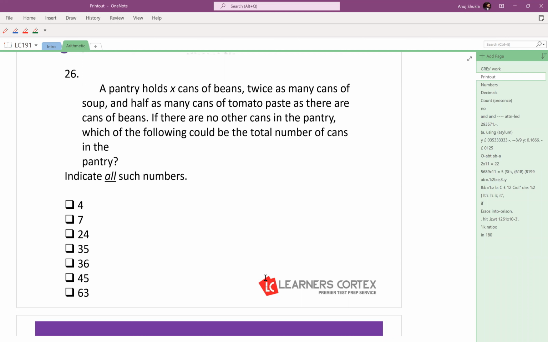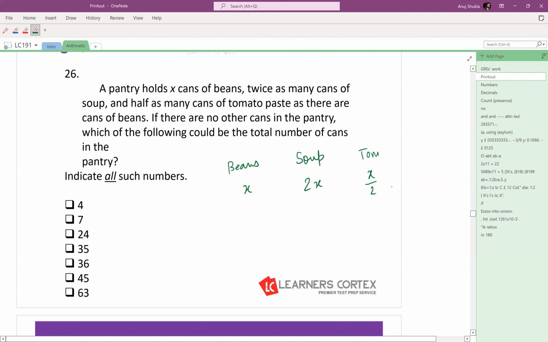What's the answer? 735, 63. Very good. A pantry holds X cans of beans. Okay. So what is that beans? Suppose X. And then twice as many cans of soup. So how many soups are there? Twice. So that is 2X. And half as many cans of tomato paste. So I'm writing TM. Sorry. Tomato paste, TP. Or Tom is good. That is X by 2.